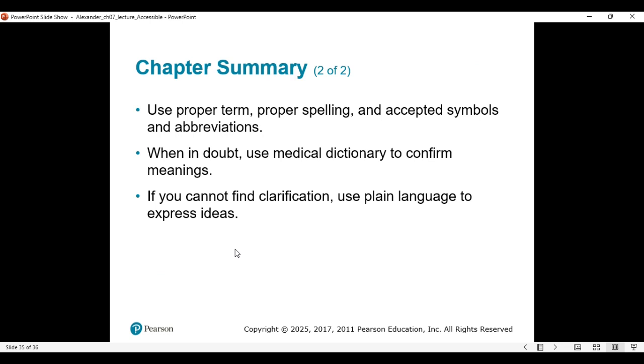All right, so that's chapter 7, medical terminology. Like I said, probably nothing a whole lot new to you, but we will be building on this as we go further in each chapter. So we will see you in chapter 8.